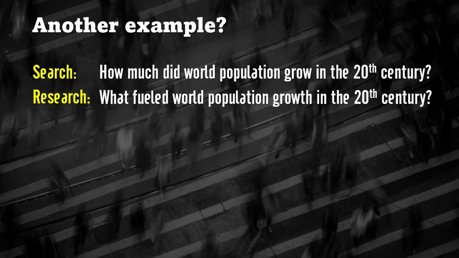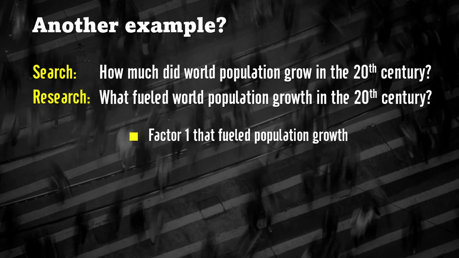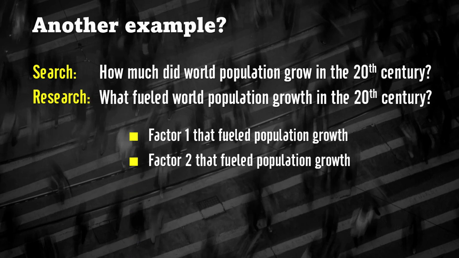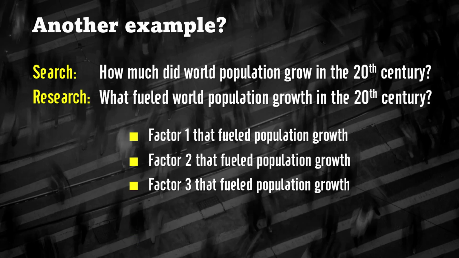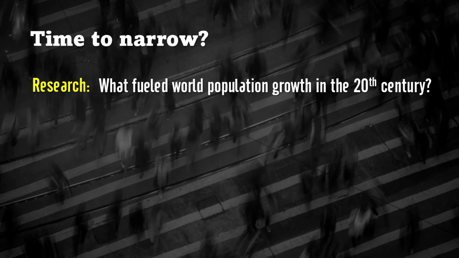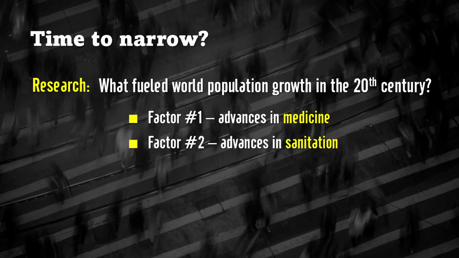That question requires research. It requires a list that must be researched. Factor 1 that influenced the growth, factor 2 that influenced the growth, factor 3. This list means that we know exactly what to look for, the factors that influence world population during that time period. And sure enough, as we begin researching, we quickly discover the 3 main factors. Advances in medicine, factor 2, advances in sanitation, factor 3, advances in nutrition.